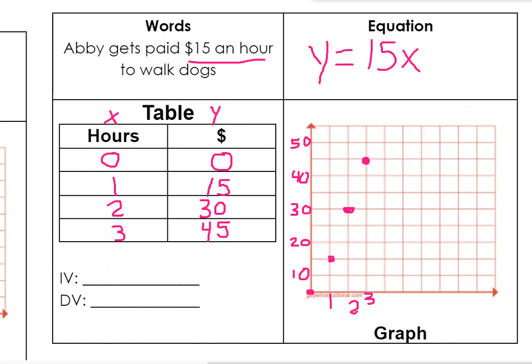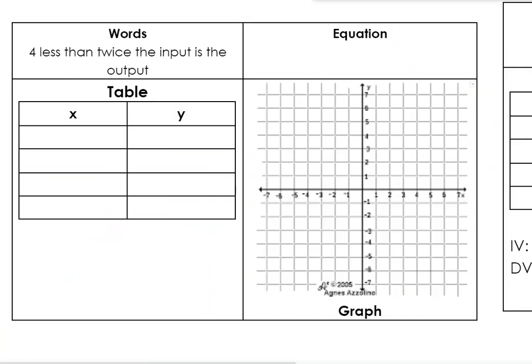Okay, so what's our independent variable? Well, our independent variable is the amount of hours that she worked. What's our dependent variable? Well, our dependent variable is the money, because that depends on how many hours she works, right? If she works 3 hours, she's getting $45. If she works 1 hour, she's getting $15. So your money depends on how many hours that you work. All right, let's do one more example, and then you guys are going to try one on your own.